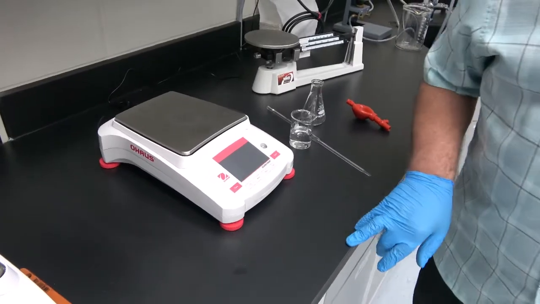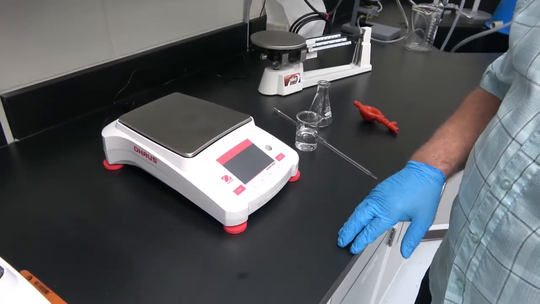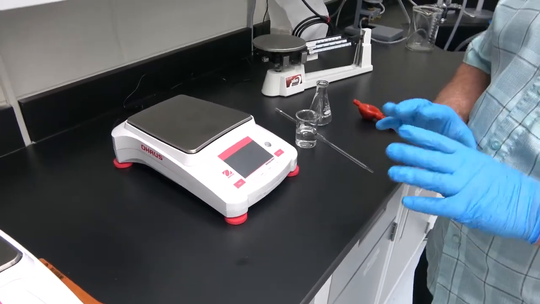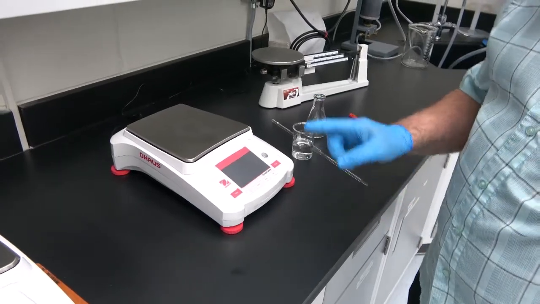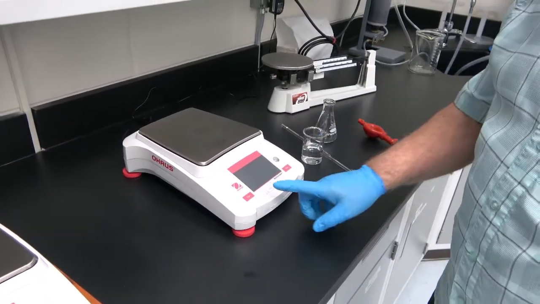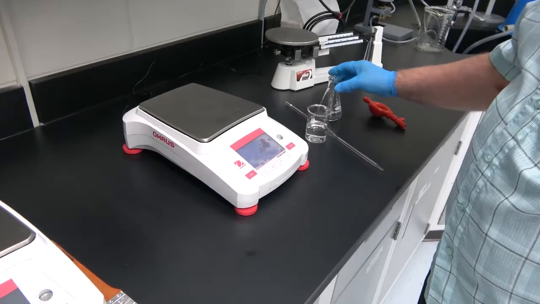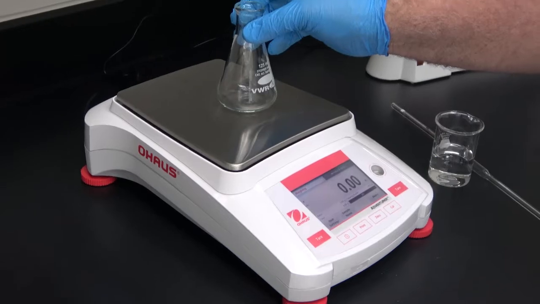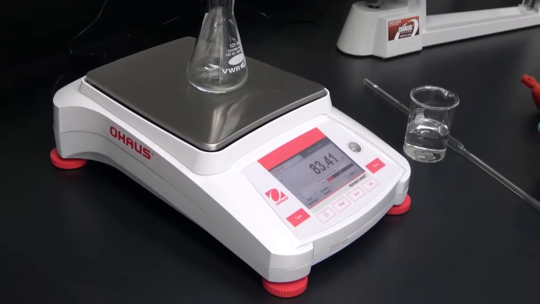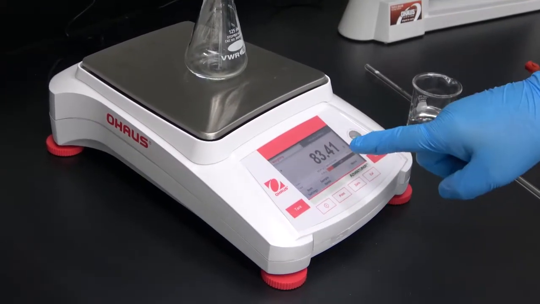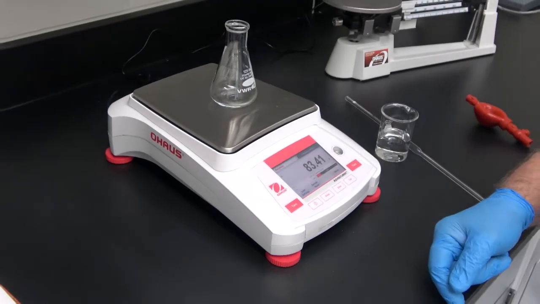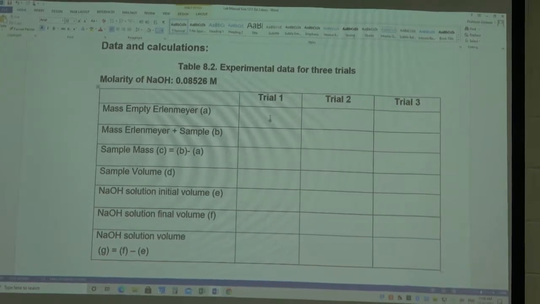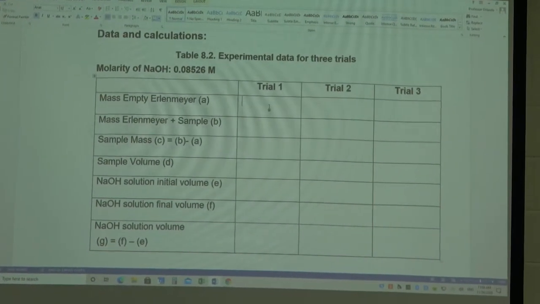Okay, now, in order to get the mass of the sample, because we're going to get an exact volume, which is 5 milliliters, but we also want to know the mass. In that particular case, what we're going to do is turn on the balance and weigh the empty Erlenmeyer. In this case, this Erlenmeyer weighs 83.41 grams. And we write that mass in our table.